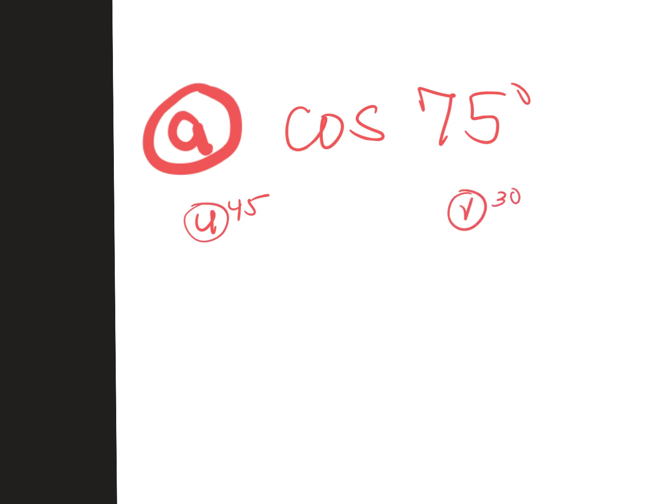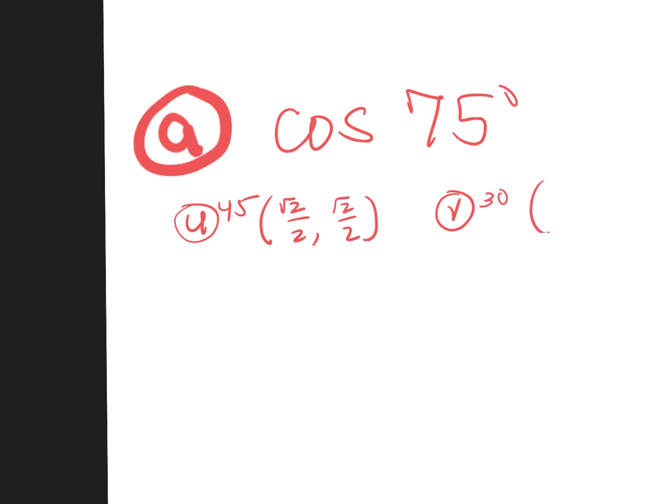Now, does it matter in this case whether I use 45 and 30 or 30 and 45? No, because I'm doing what with the two? Adding them. What is the ordered pair, guys, at 45 degrees? Square root of 2 over 2 and square root of 2 over 2, okay? What is the ordered pair at 30?